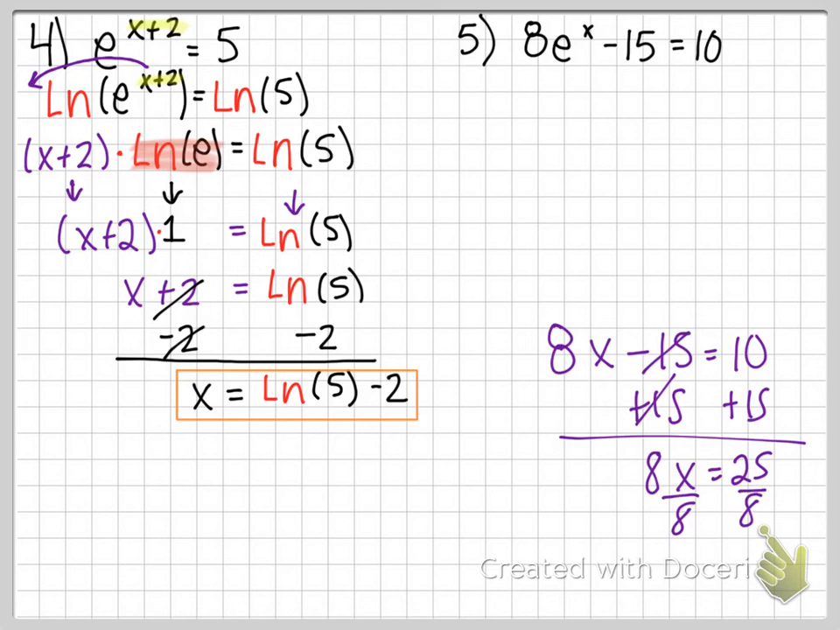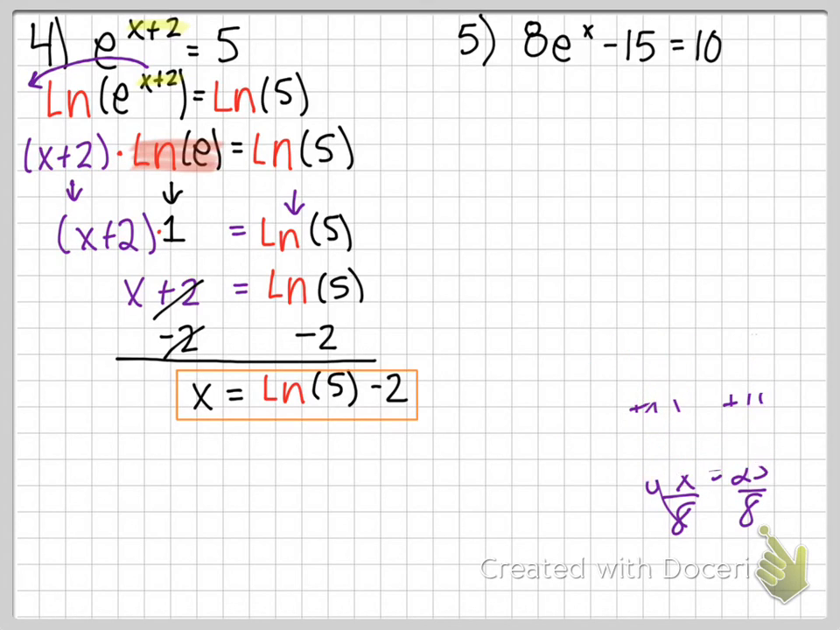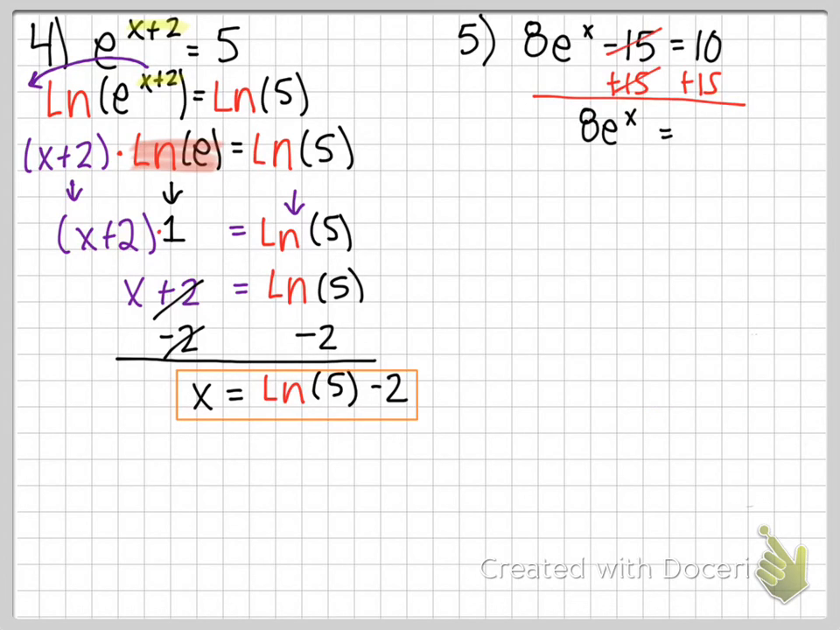We're going to do the same steps before we take the natural log. So do you see how first we added 15 down here? We're going to add 15 to each side. And you see then we divided by 8, then we're going to divide by 8. Okay? So don't let that e to the x part confuse you. So the first thing we're going to do is add 15 to both sides. And that's 8 times e to the x equals 25. And then we're going to divide by 8.